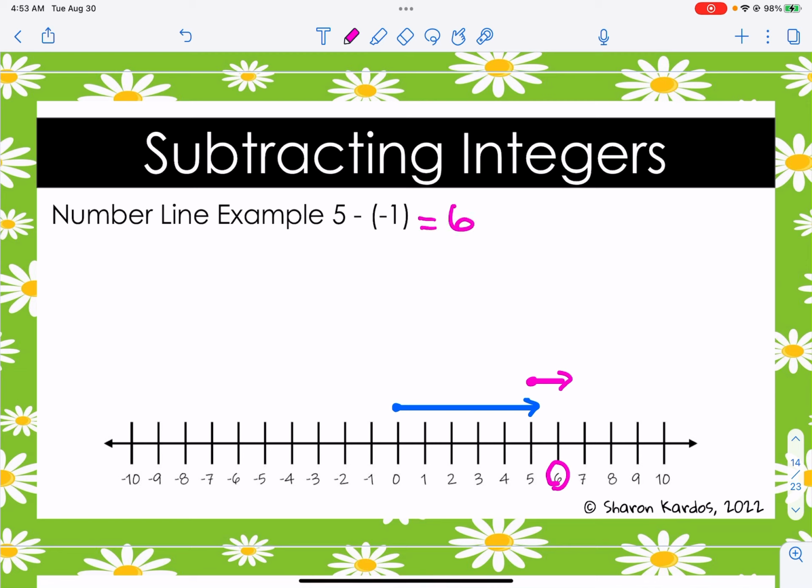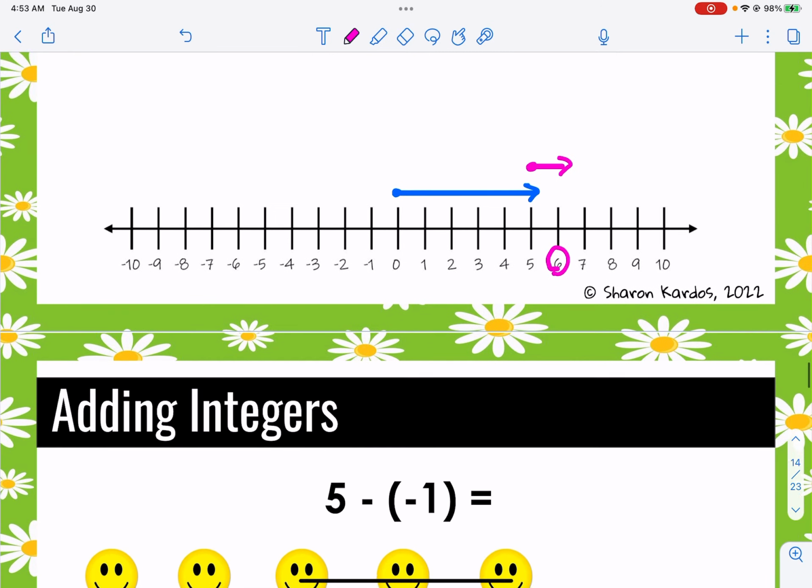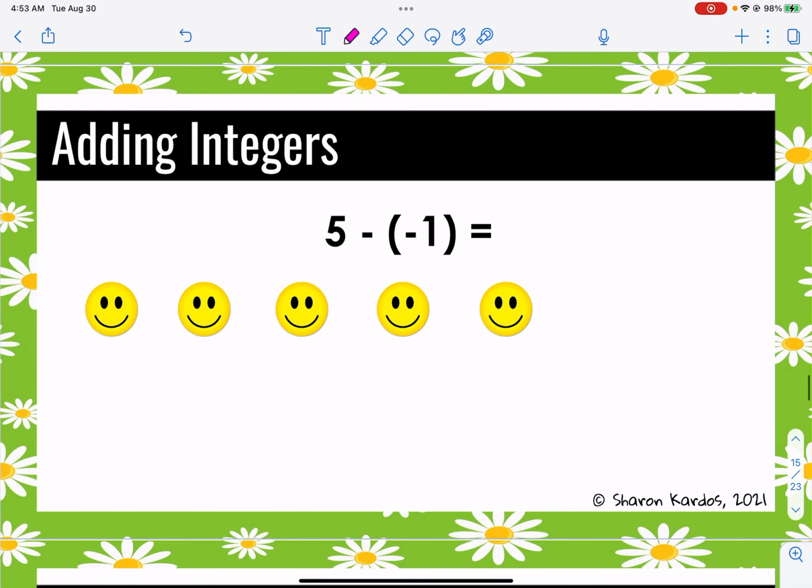So if I start on 5 and I take away a negative 1, I'm going to wind up on positive 6 because I need to do the opposite. Now, some students see it really well when I do the number line, but most students see it better when I use the two color counters.